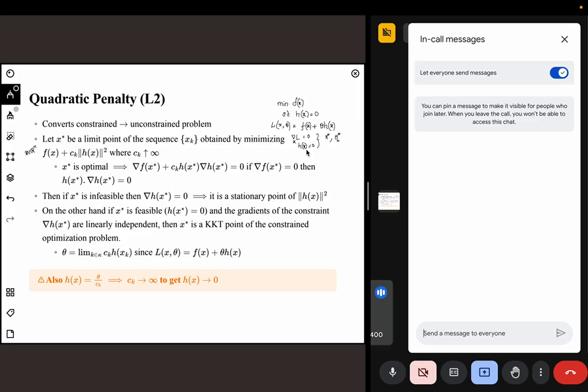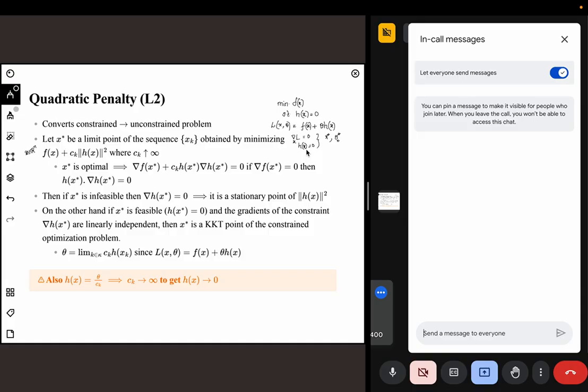So for example, if x star is the optimal solution, then we already know that, let's say, if x star is optimal and del f is also 0. Let's assume that it is 0. Then this particular term here should be 0, which could happen in two different scenarios. Either you have h of x equal to 0 or del h of x equal to 0. Either of them will lead to the central equation being true.